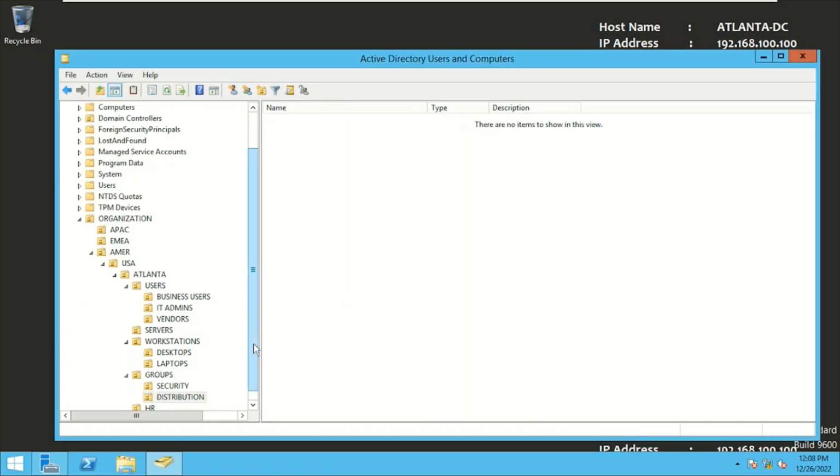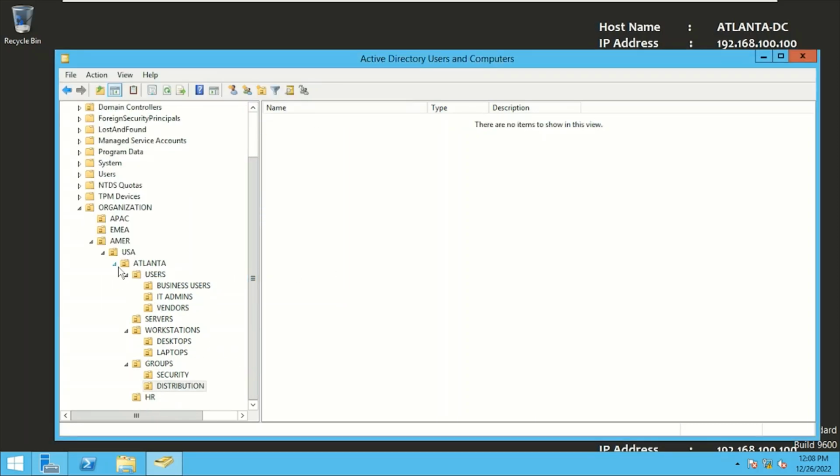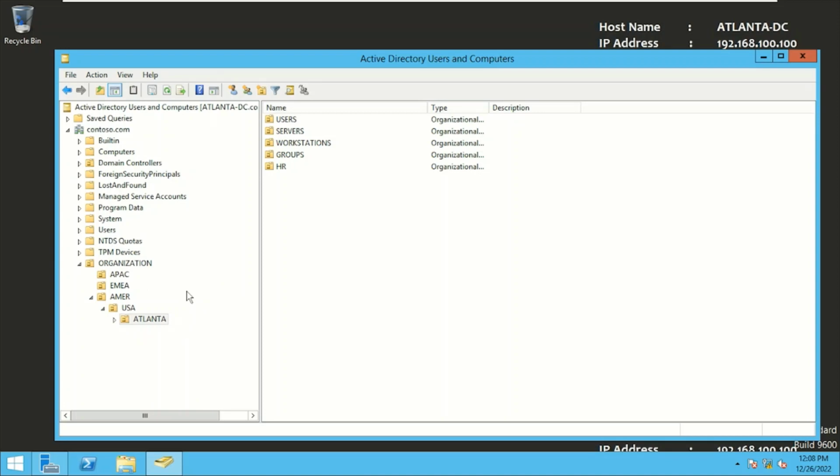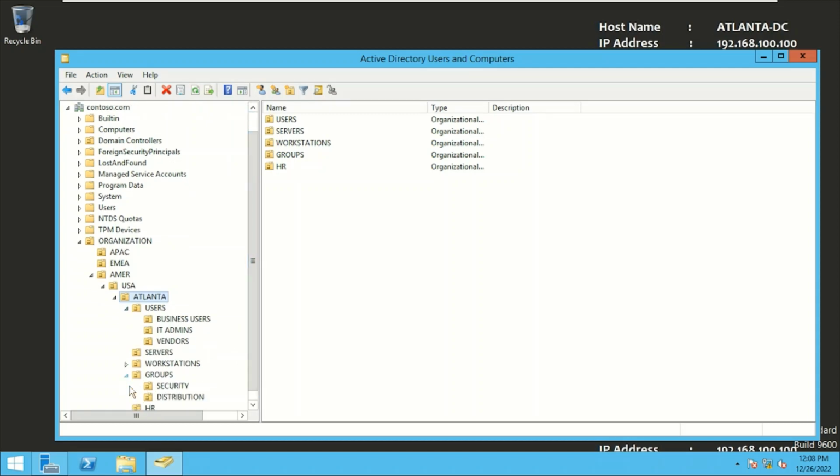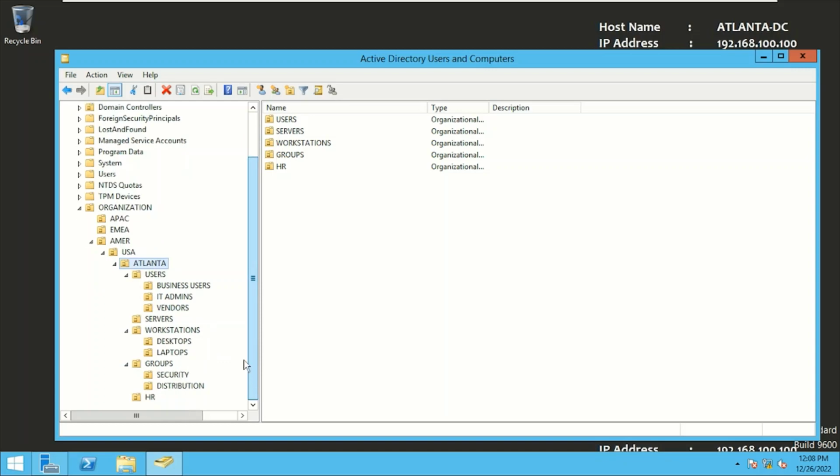So we have created the structure for our Atlanta office. This structure will be identical for all the offices except this HR OU. So this is how we have deployed the Active Directory structure as per our proposed design.